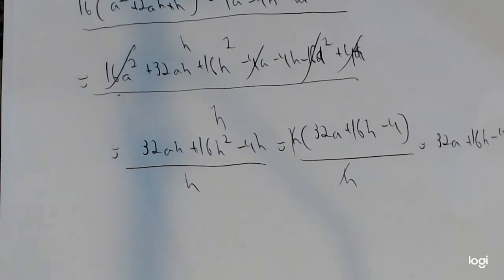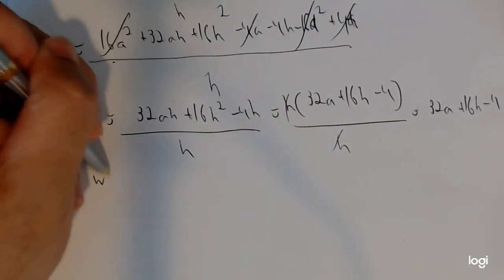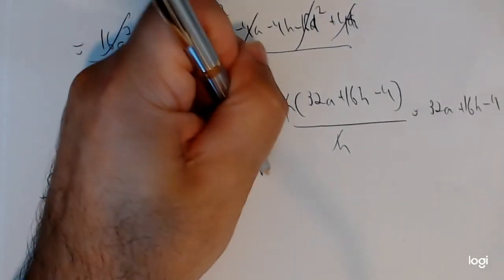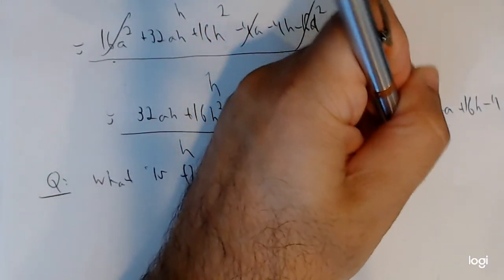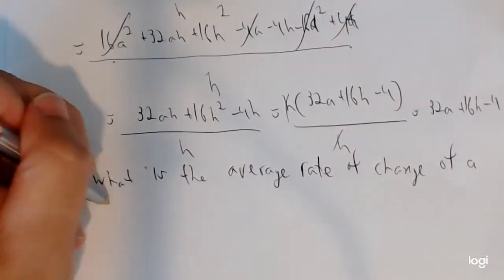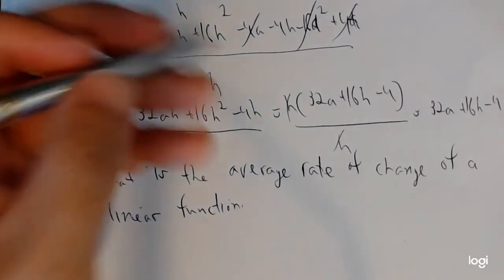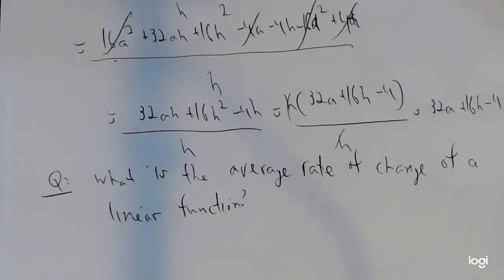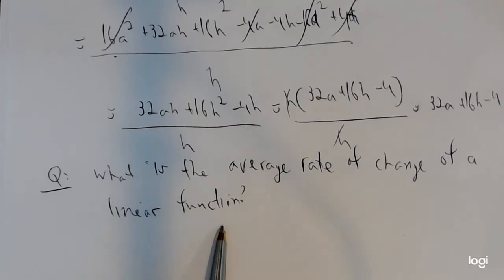Okay, and to wrap up the notes, I just want to finish it off with a question. My question to you is, what is the average rate of change of a linear function? And when I say linear function, I mean visually speaking, what is it? We're talking about a line. So what would you think, right? Take a minute, think about it. In fact, the average rate of change of a linear function is what?